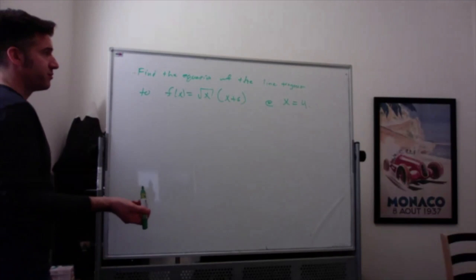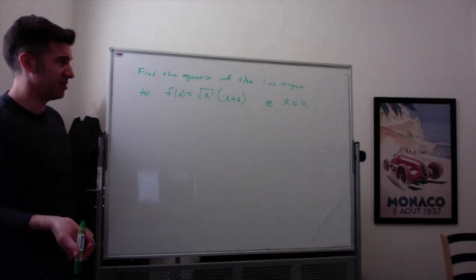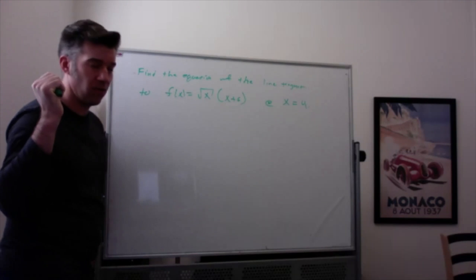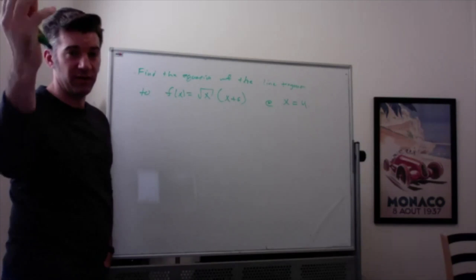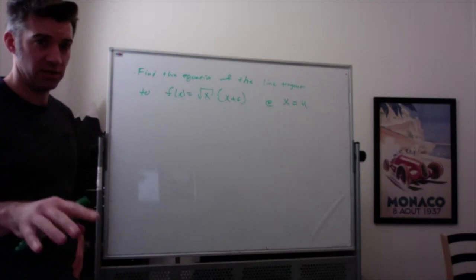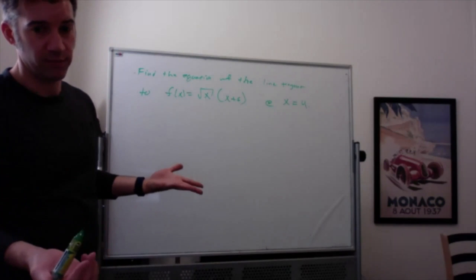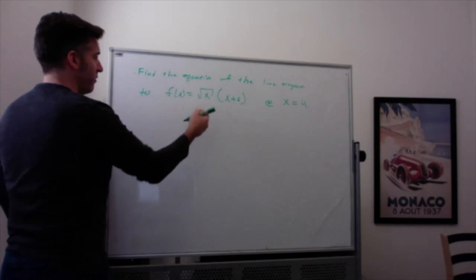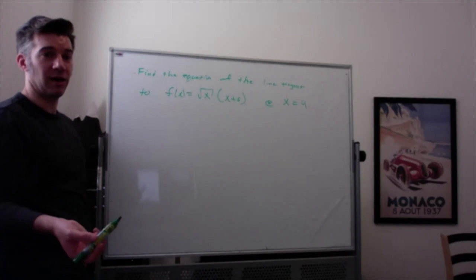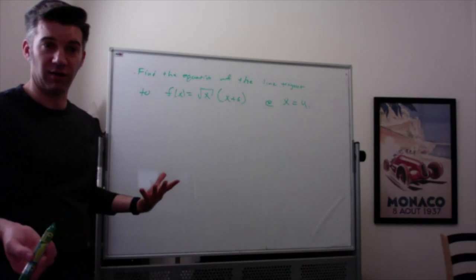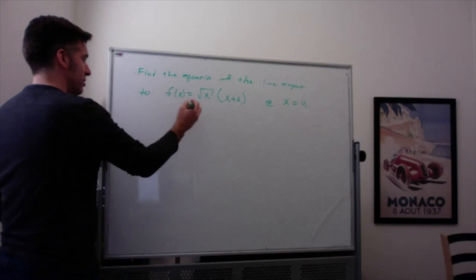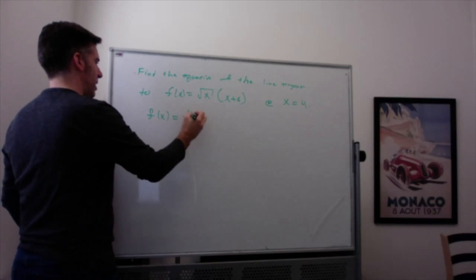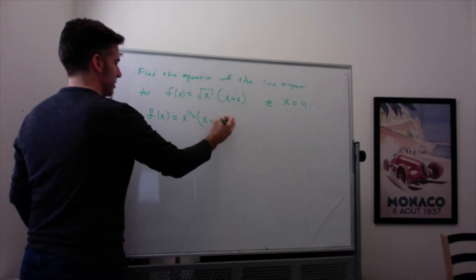So for this one, I want to find the equation of the tangent line. Well, let's see, what am I trying to say here? To find the equation of the tangent line, you need two things. You need a point, you need a slope. To find the slope, we're going to use the derivative. To take the derivative, I'm still operating under the pretense that not everybody knows the product rule. So I'm going to multiply it out. So I'm going to rewrite this as f of x equal to x to the 1/2 times x plus 6.